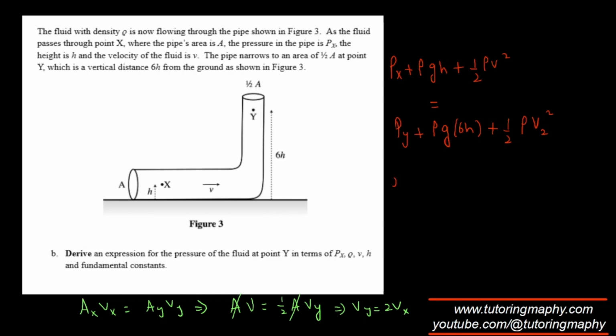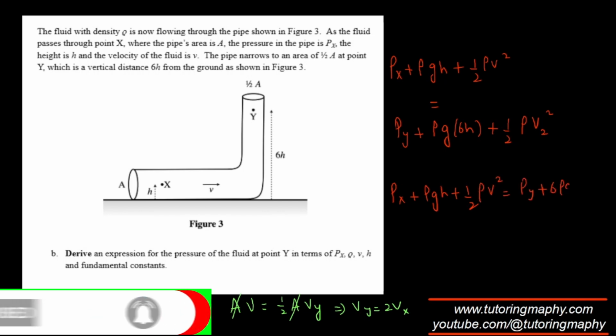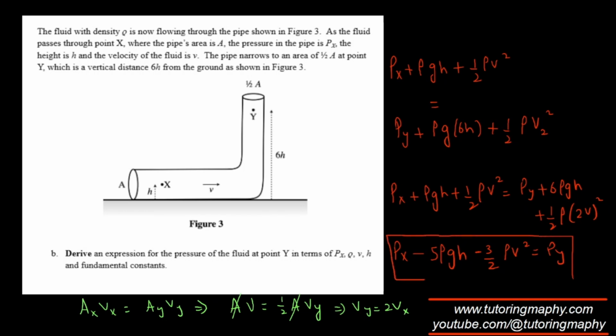So now this is going to look like Px plus rho gh plus half rho v square will be equal to Py plus 6 rho gh plus half rho (2v) square, right? So this will become Px, subtracting 6 rho gh from both the sides, minus 5 rho gh, and 2 square is 4, 4 divided by 2 is 2, and if we subtract this from both the sides, then half minus 2 is negative 3 over 2. So negative 3 over 2 rho v square, that's going to be the pressure at y. So that's the equation that we are looking for.